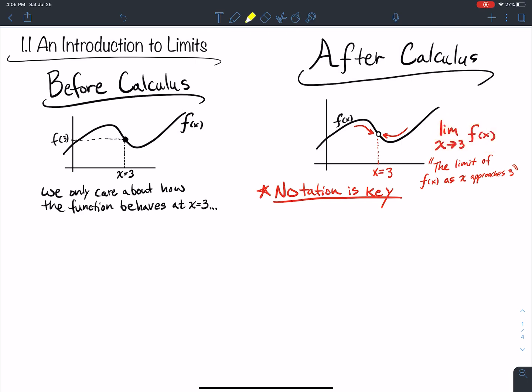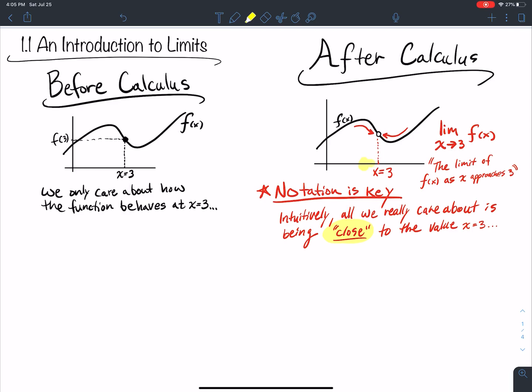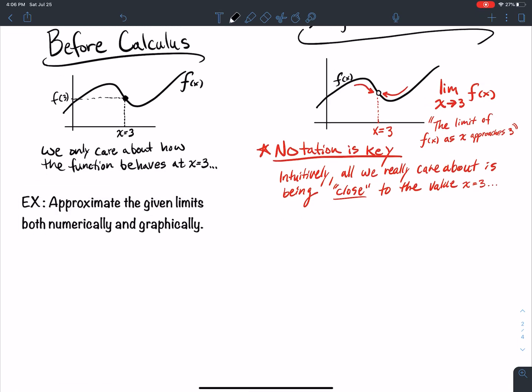Okay? So intuitively, all we really care about is being close to the value of x equal to 3. Okay, that's what we care about. So we're close, we're within a neighborhood of 3. Okay, so we're in the same neighborhood as 3. All right, so we are around 3, but maybe not equal to 3 itself. Okay, so that's the idea. We're close to 3.